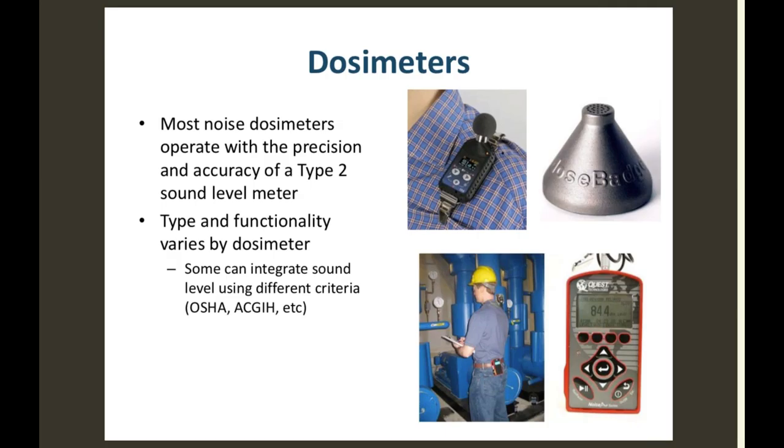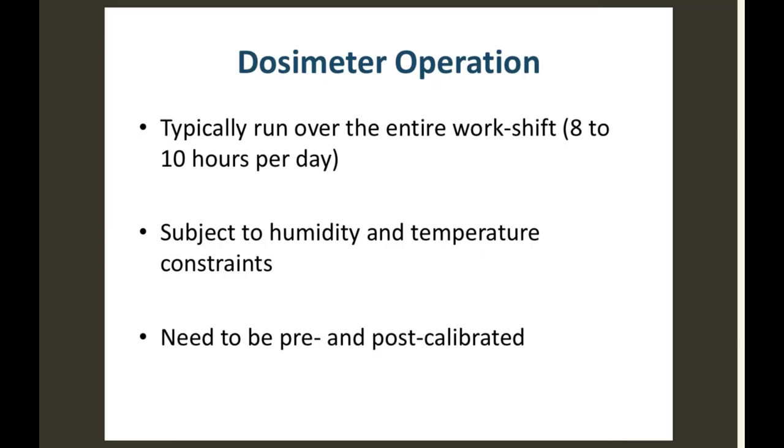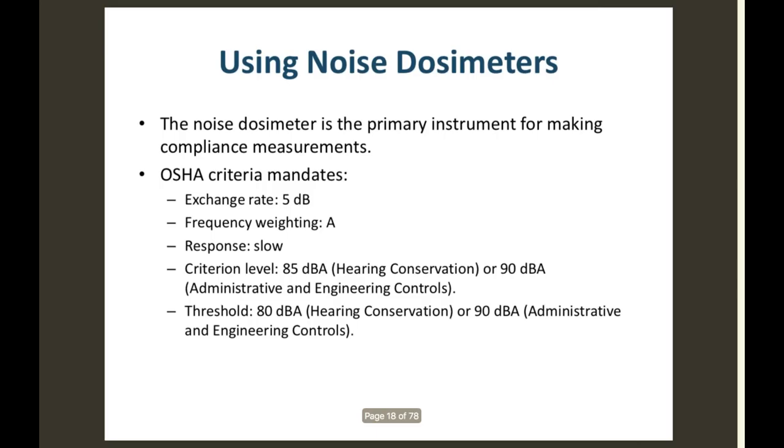Okay. So dosimeters. Typically, for permissible exposure limit, you're working with a typical 8-hour workplace exposure. You want to record other environmental characteristics, your temperature, humidity, and so on. They need to be pre and post calibrated, as I said, before and after you use it. So the dosimeter is the primary instrument for making compliance measurements. Why is it the primary? I mentioned this already, but I want to emphasize it. Why is the dosimeter the primary compliance device for OSHA as opposed to the sound level meter?